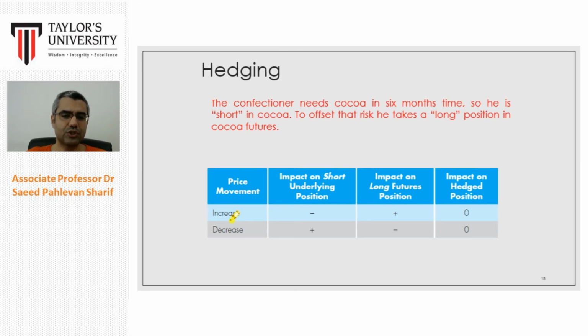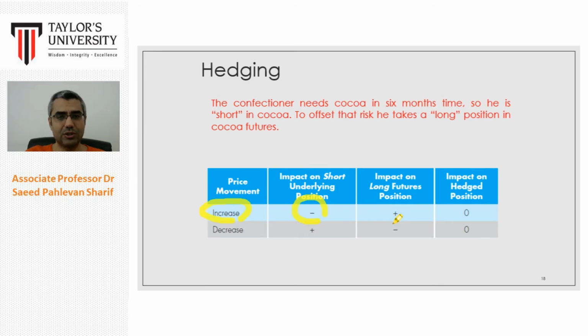So if the price of cocoa increases in the market, this is bad news for the confectioner, because the confectioner needs to buy cocoa in 6 months. So this means it will be more expensive for him. So it has a negative impact on his short position on the underlying asset. So it's a bad thing for him because he has to buy it at a higher price, so loss for him, so negative. But what's the impact on his futures contract?